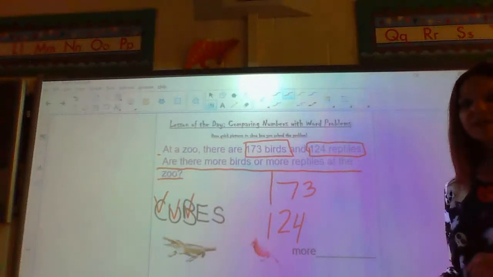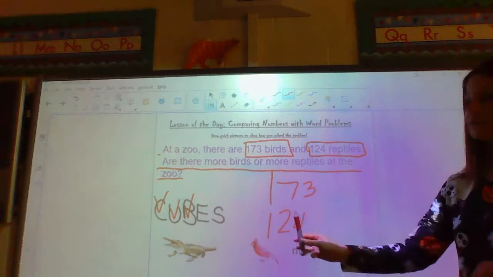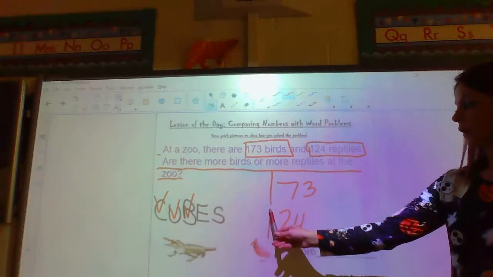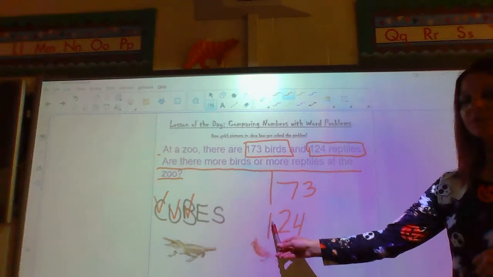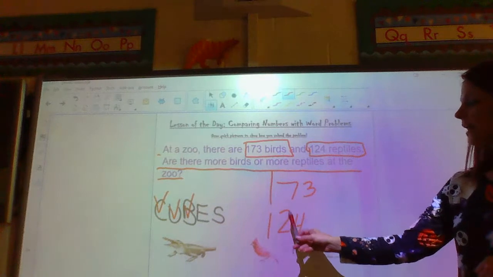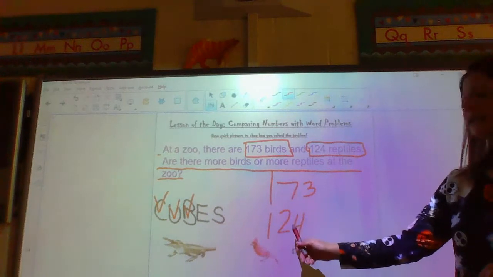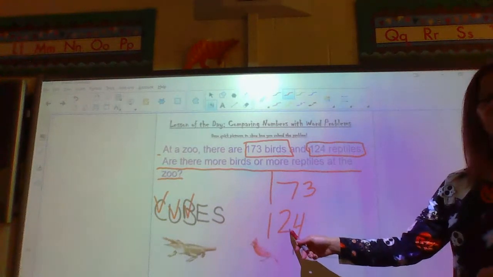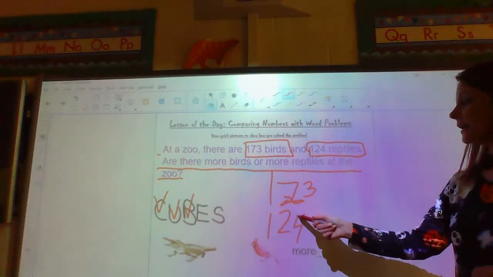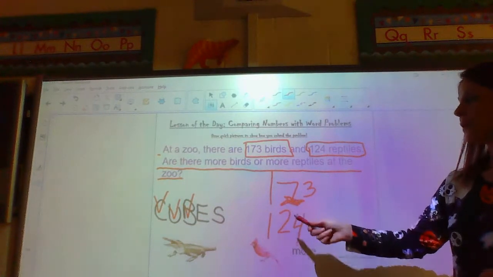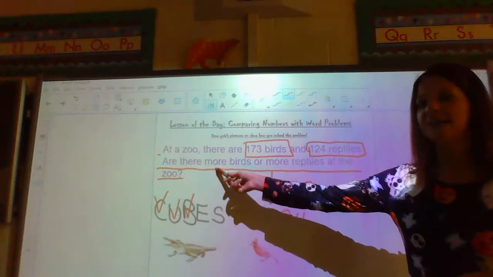We started in our hundreds place, and I see a 1 in both hundred places. So that tells me I need to move to my tens, where I see 7 tens and 2 tens. Those are different. 7 is my bigger number. And I know I'm looking for my bigger number because they want to know which has more.